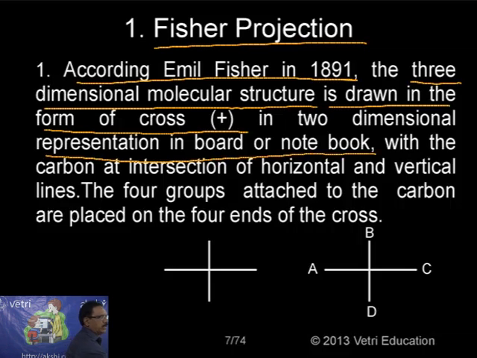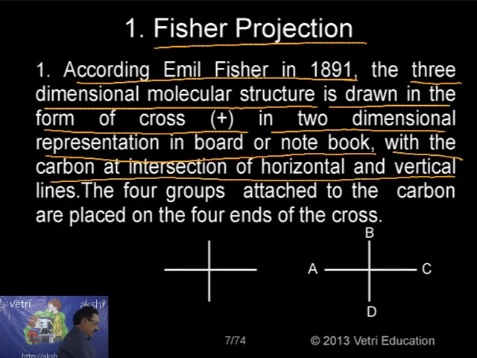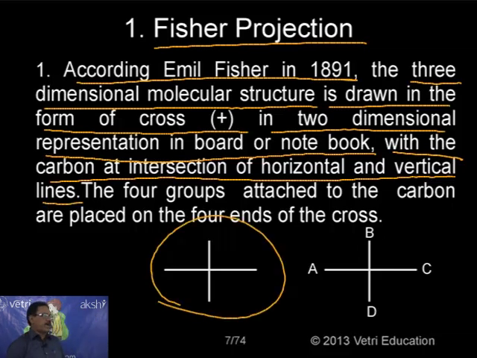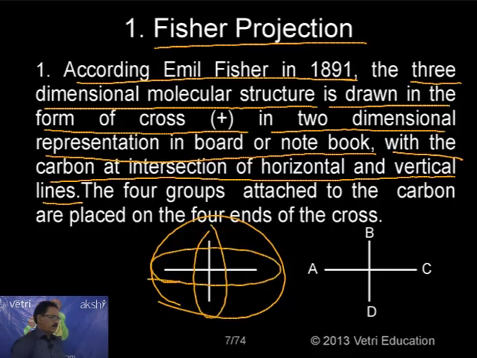board or notebook. So the first idea, the first work, was done by Fischer. He only suggested how a three-dimensional molecular structure can be drawn in the form of a cross in two-dimensional representation on a board or notebook. In what way? With the carbon at the intersection of the horizontal and vertical lines. So this is the cross, the plus form. This is vertical, this is horizontal. At the intersection of these, the carbon is attached. That is the important information.